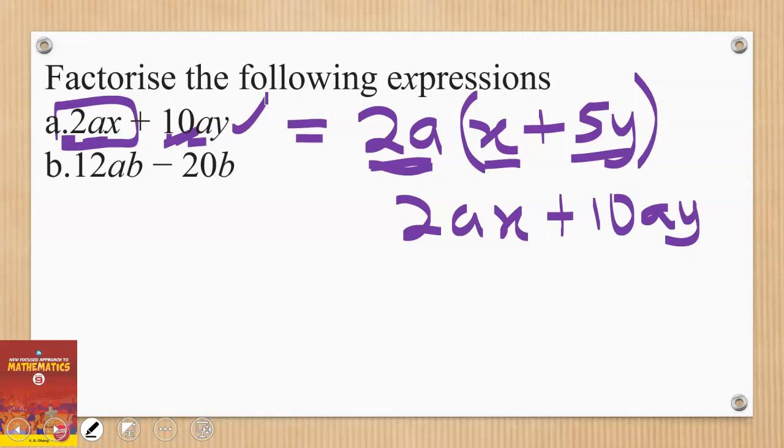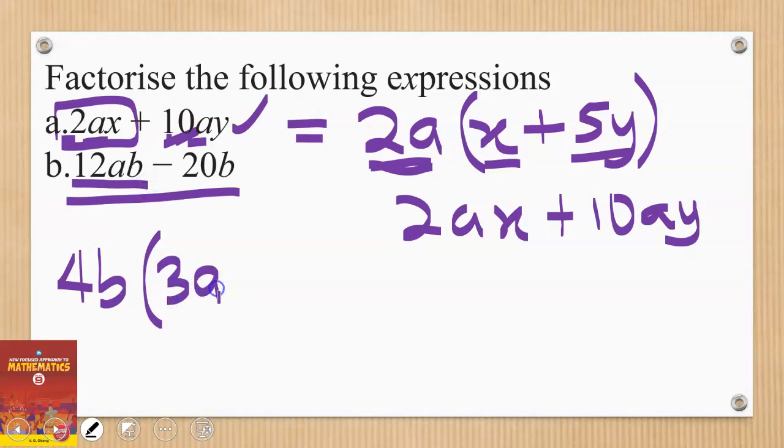With the second part of the question, we have 12ab minus 20b. Again, we can see b being common. Then with the 12 and 20, what is the highest common factor there? The highest common factor there can be 4. So when I take 4 and the b out, then in this part, what times 4 will give me 12? And that is 3. So I have 3a left. Minus 4 times what will give me 20? That is also 5. And since b already is out, I leave the 5 alone, and that becomes the answer.